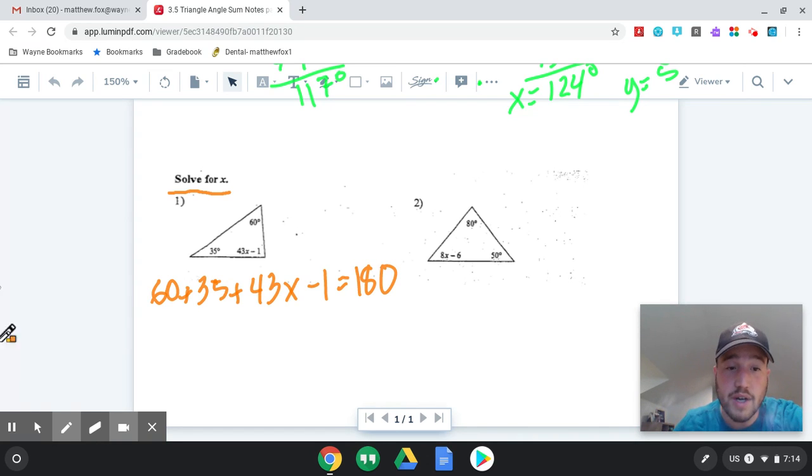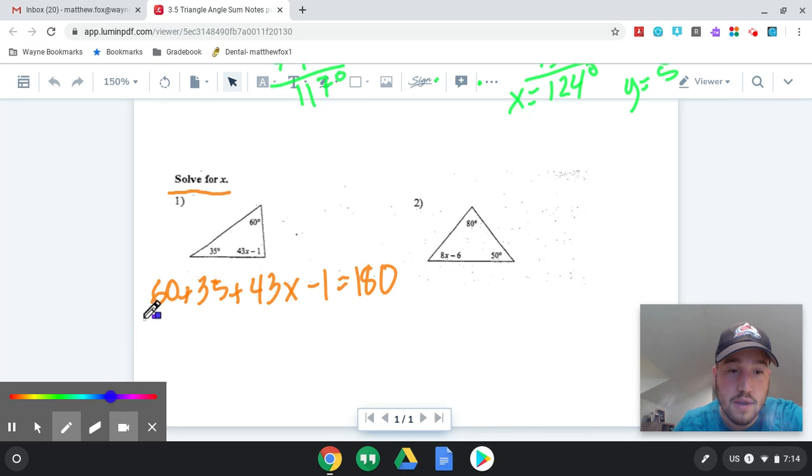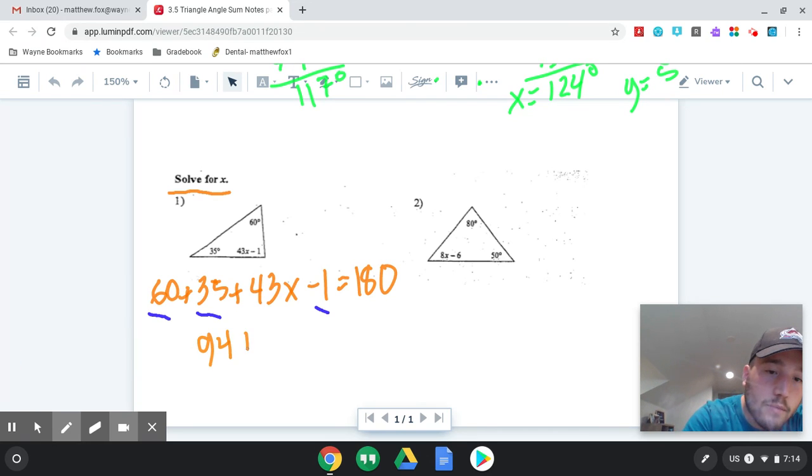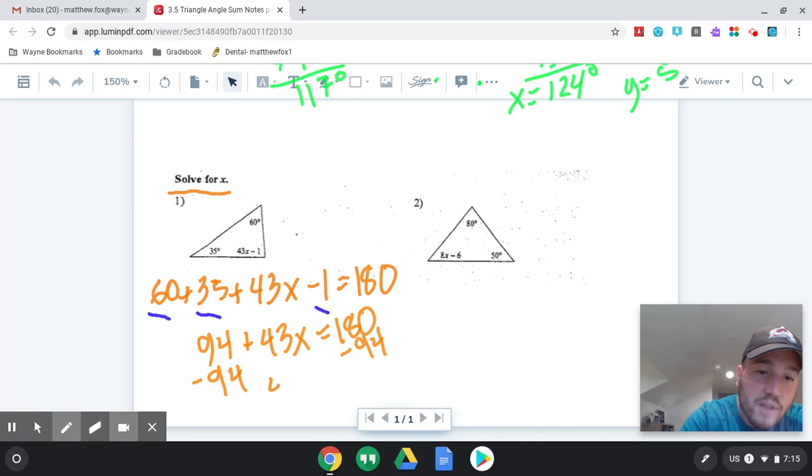Okay, now be careful. Combine your like terms. The 60, the 35, and the negative 1 can all come together. So 60 plus 35 is 95, minus 1 gives us 94. So we're going to have 94 plus 43x equals 180. At this point, we'll subtract the 94 over, and we're left with 43x equals 86. Okay, and all we have to do then is divide by 43, and we get x to equal 2.